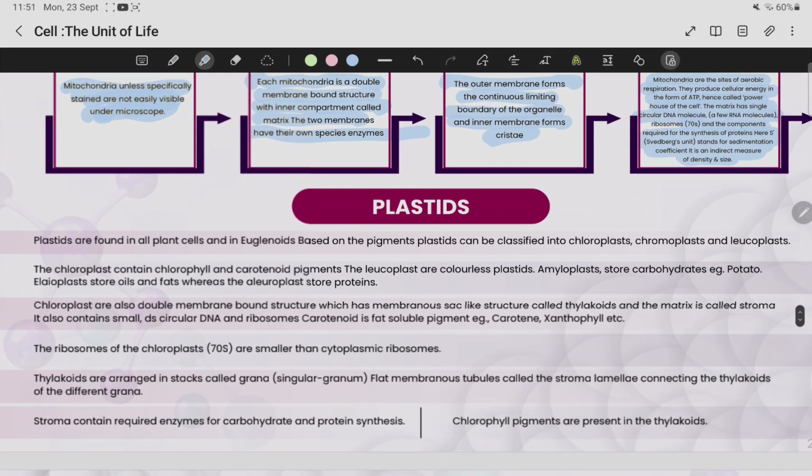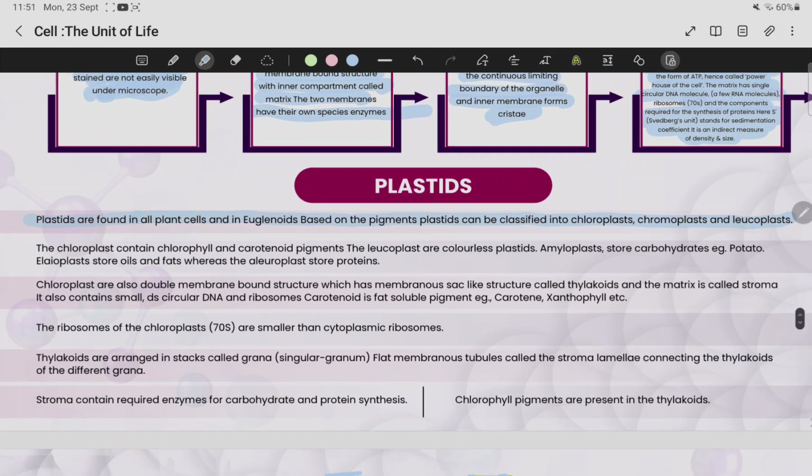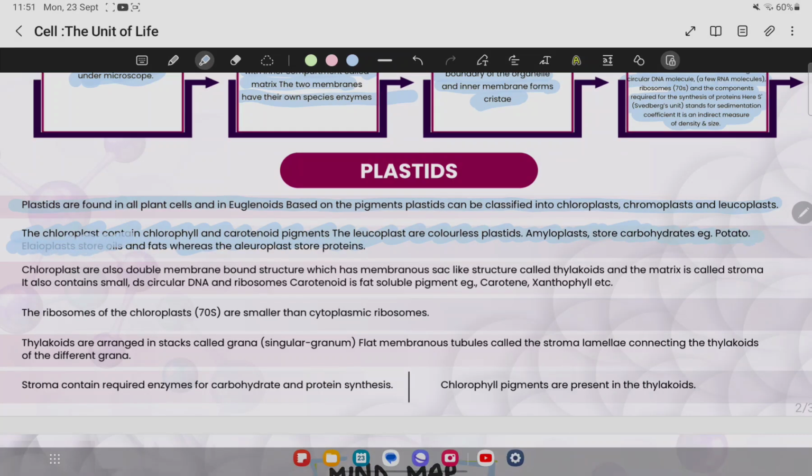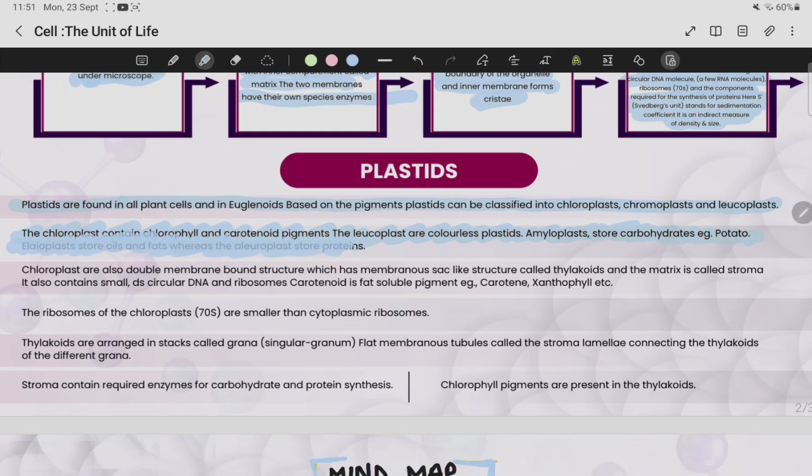Plastids. Plastids are found in all plant cells and in euglenoids, and are classified based on the pigments. Plastids can be classified into chloroplasts, chromoplasts, and leucoplasts. The chloroplast contains chlorophyll and carotenoid pigments. The leucoplasts are colorless plastids; amyloplasts store carbohydrates, for example potato. Elaioplasts store oils and fats, whereas aleuroplasts store proteins.